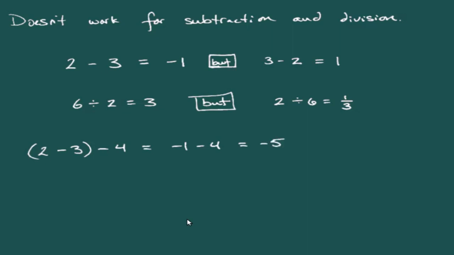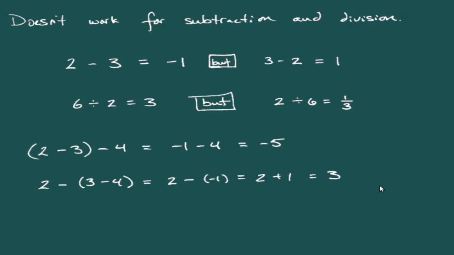Same thing for the associative property. If I try to do 2 minus 3 minus 4, well, if I do 2 minus 3, that's going to give me negative 1. Then subtracting the 4 gives me negative 5. If I just regroup those, 2 minus the quantity 3 minus 4, so 3 minus 4 first is going to give me a negative 1. 2 minus the negative 1 is 2 plus 1, which gives me 3. I get a different answer.